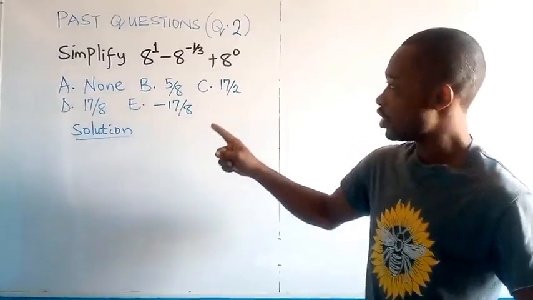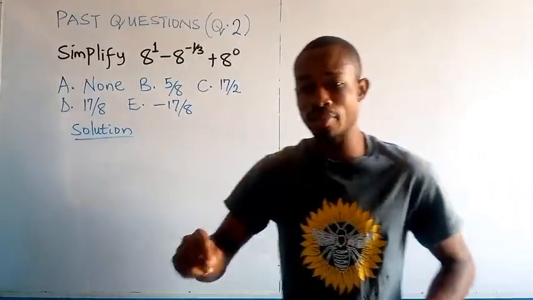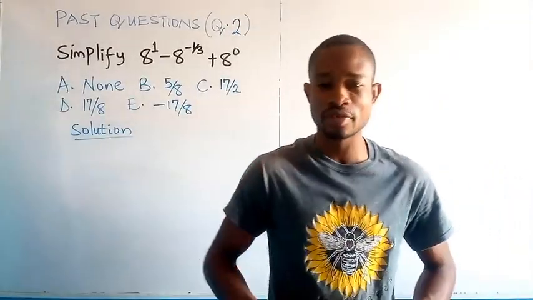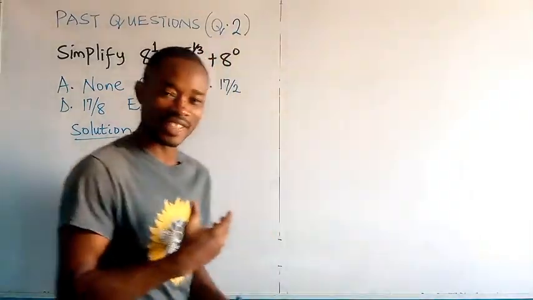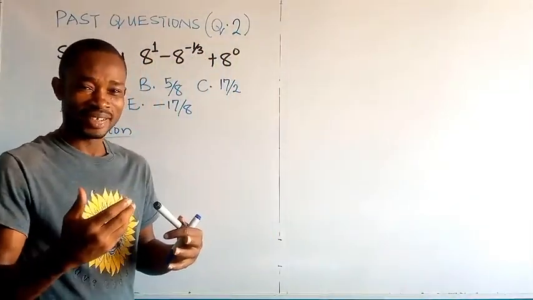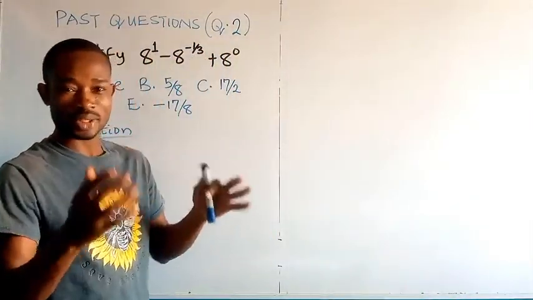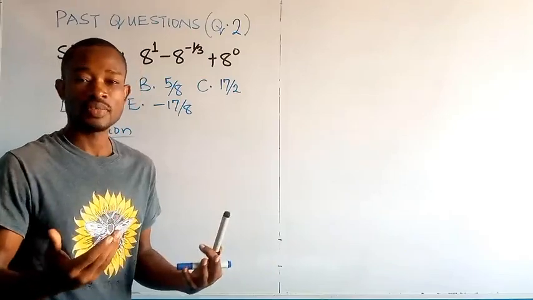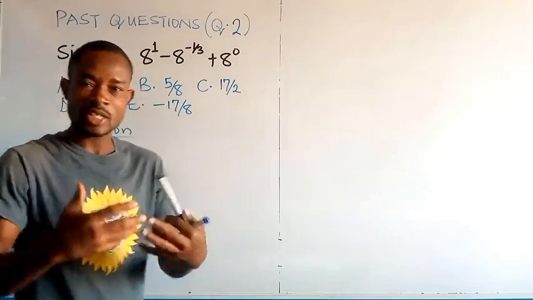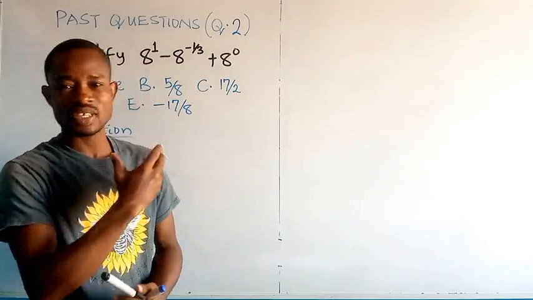We've got our second question here. Simplify 8 to the power of 1 minus 8 to the power of minus 1 over 3 plus 8 to the power of 0. Sometimes when something like this is given, it can be quite scary. You know, you just be wondering what actually they want us to do. Relax, just apply the normal knowledge you know about indices. So if you've studied indices as a topic very well, you'd see this is 1 plus 1.